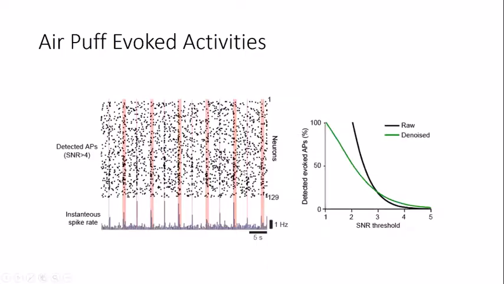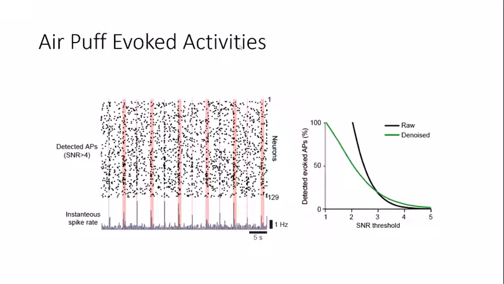So this is the activity, a more global one. It's just detected activities from all 129 neurons that we can see in one field of view, and the threshold is 4, because we are having pretty low SNR. So these are the events that we extracted from all those 100 neurons.